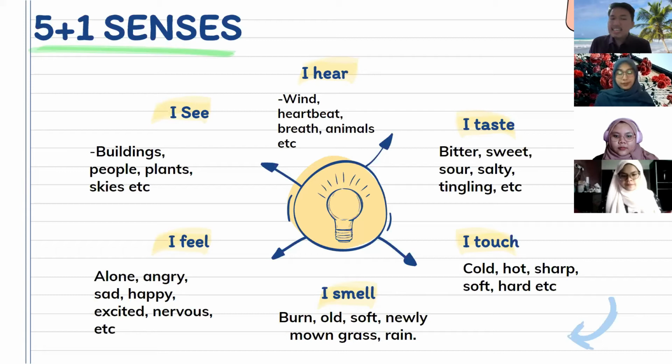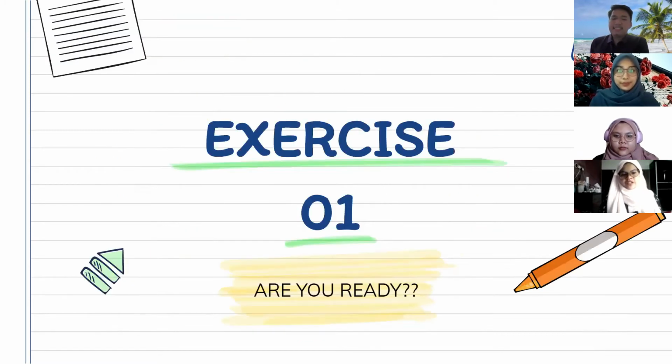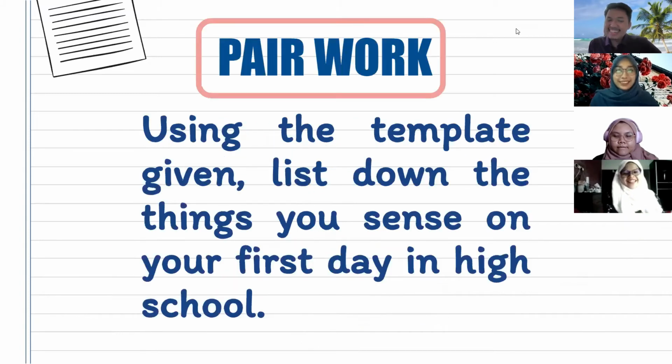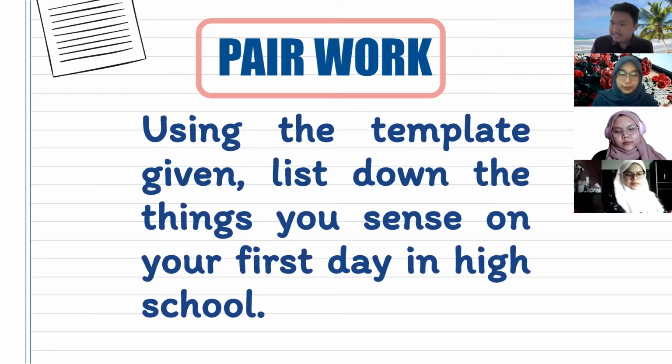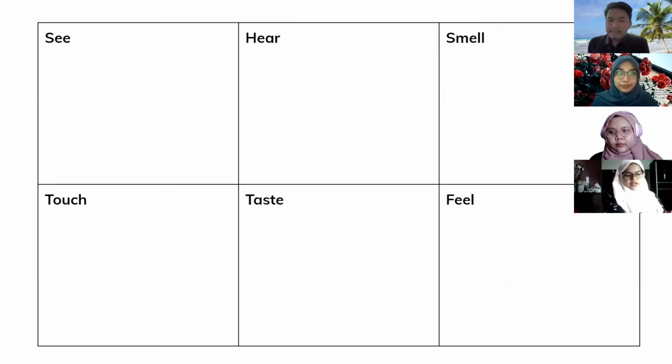So do you understand the 5 plus 1 senses formula now? Yes, sir. Okay. Very clear. So let's do some exercise. Are you guys ready to do some exercise? Ready. Okay. By using the template given, you need to list down the things that you sensed on your first day in high school. Are you clear? Clear, sir.